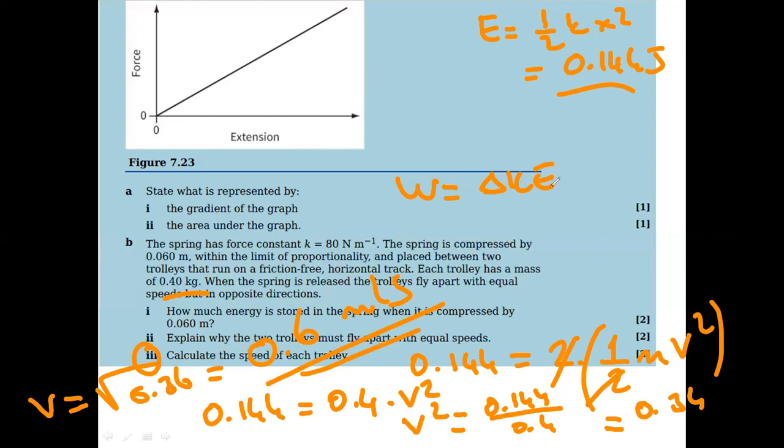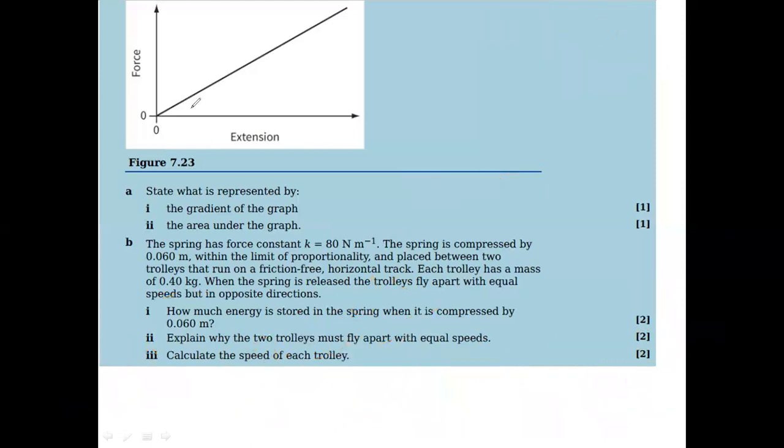The energy stored in the spring must be shared between the trolleys as kinetic energy. So that's why we have written 2 times the kinetic energy of each trolley. And the speed of each trolley must be 0.6 meter per second. One is to the left side and one is to the right side. I hope everything is clear. So let's continue.